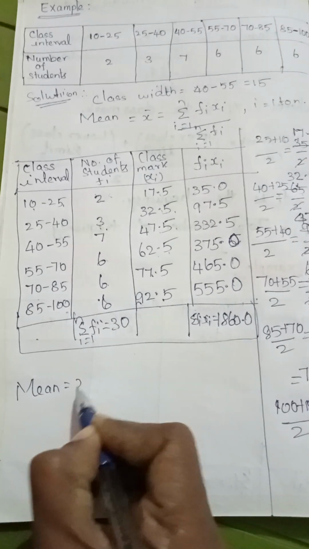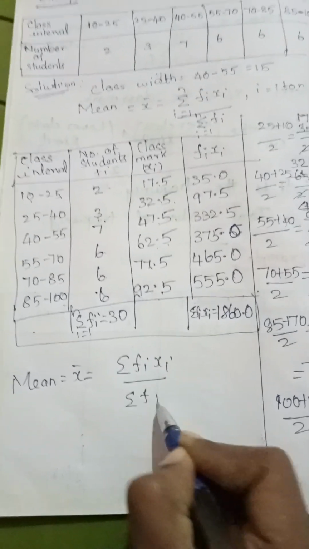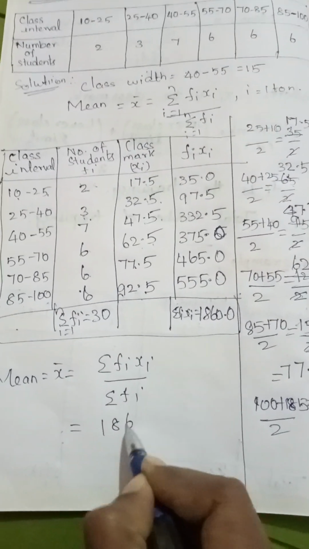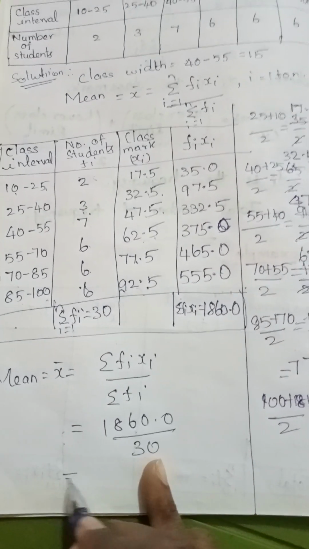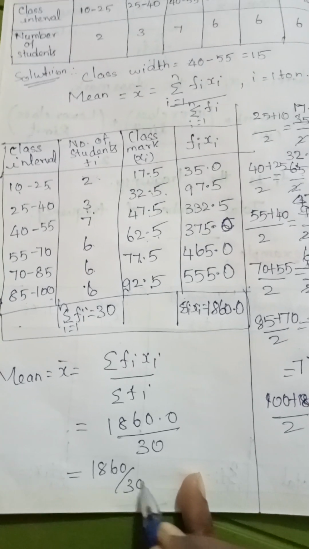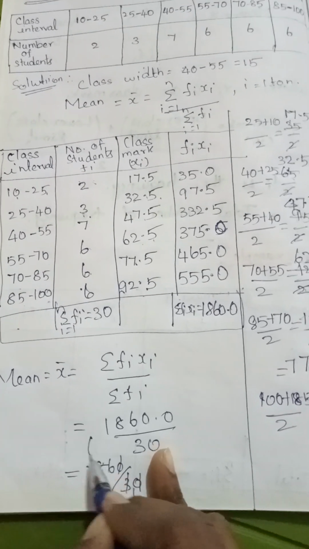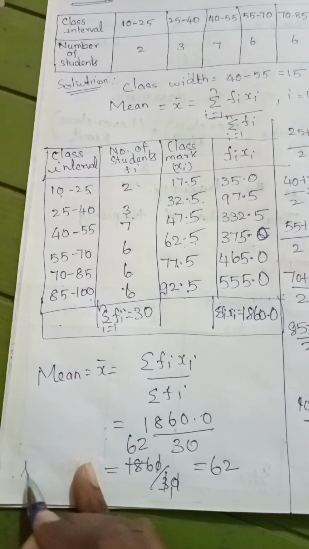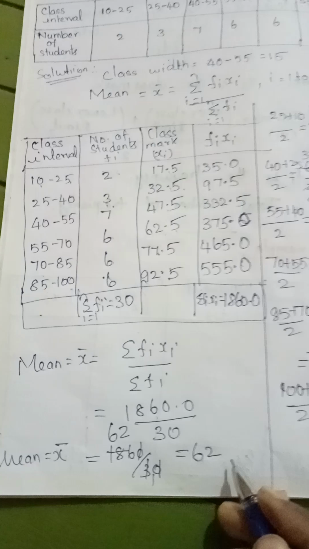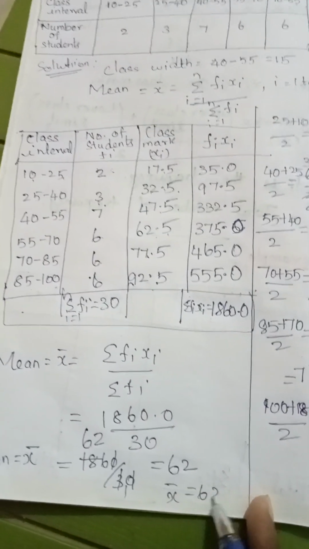So you substitute these values in the formula. Mean equal to x bar equal to summation f5 xi by summation f5. So 1860.0 by 30. So 1860 by 30. 1 0 cancel. 1 3s are 3. 6 3s are 18. 2 3s are 6. So 62. Mean equal to x bar equal to 62. So mean value is x bar equal to 62.